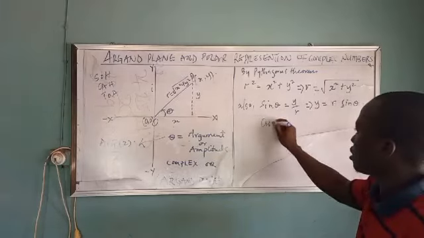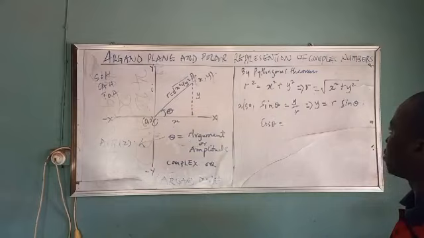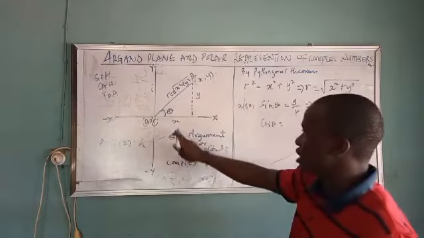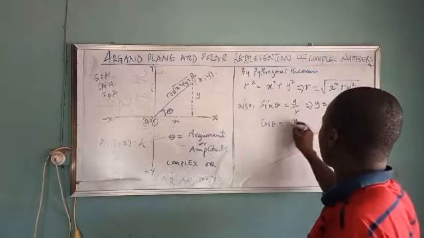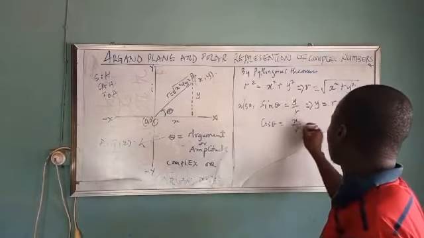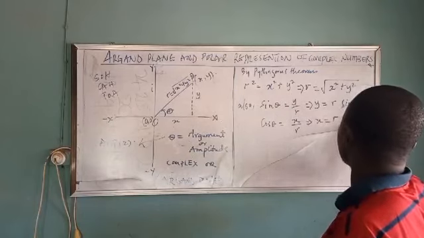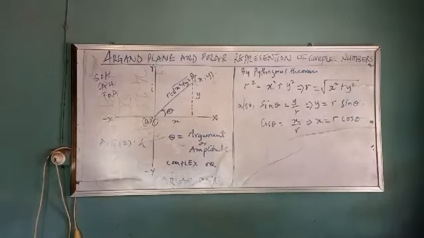Then cos theta will be equal to adjacent over hypotenuse. What is our adjacent here? Our adjacent is x, then hypotenuse is what? It is r. So automatically we have x to be what? r cos theta. Are you getting it now?